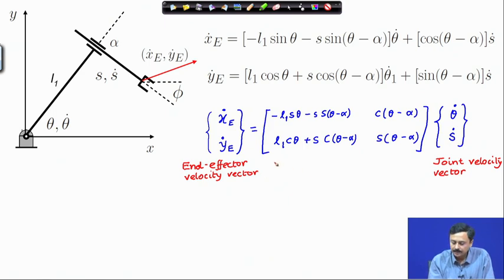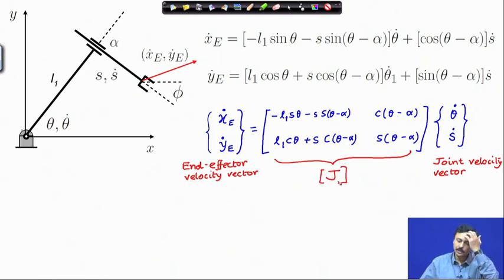And here I have the Jacobian matrix. So, the end effector velocity vector is proportional to the joint velocity vector and the proportionality is through the Jacobian. The Jacobian is a function of the configuration, as you can see, it depends on theta and s. So, you have theta s sitting in this Jacobian.